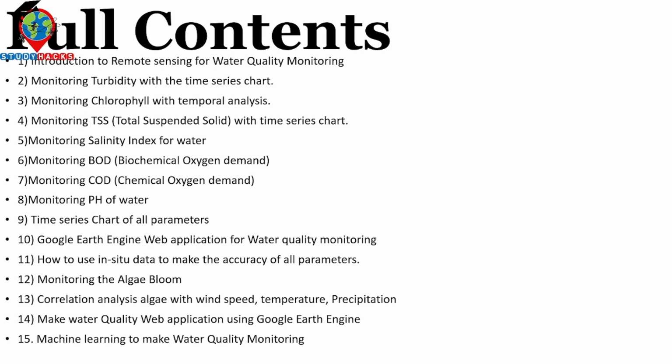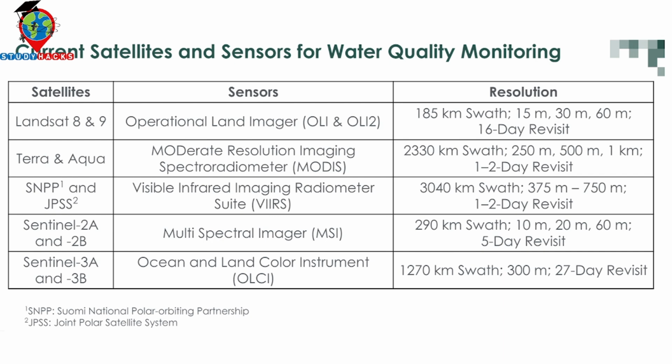So now let's go to today's class. First of all, I talk about how we can easily, mainly at this time, we are using the remote sensing technique. And in remote sensing technique, basically we need to use the different types of sensor or satellite imagery. So we need to use some different types of satellite imagery, and mainly for the water quality monitoring we use Landsat 8 and Landsat 9. Then we also use the Terra and Aqua satellite imagery. Also you can see the Visible Infrared Imaging Radiometer Suite.